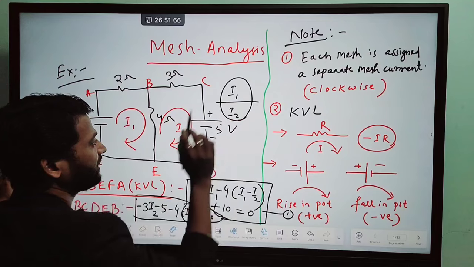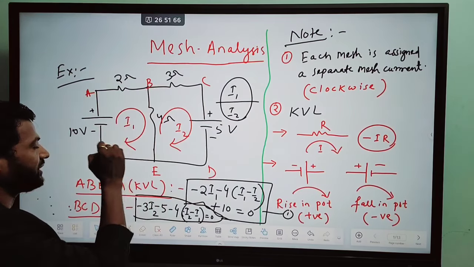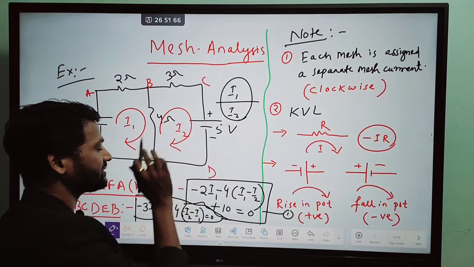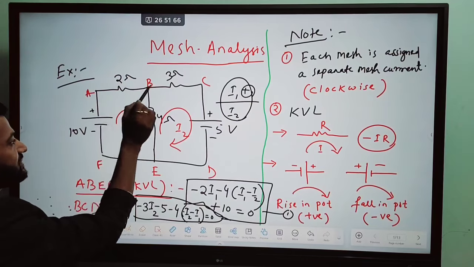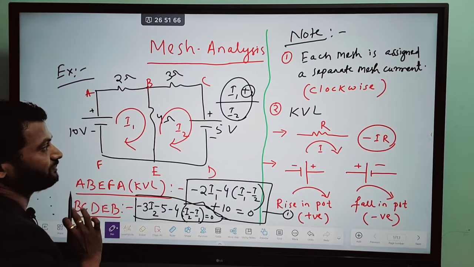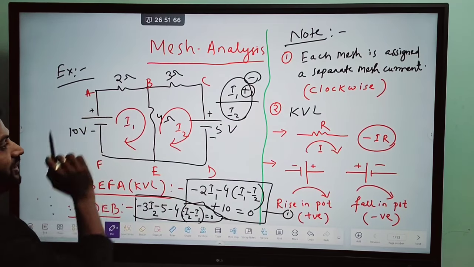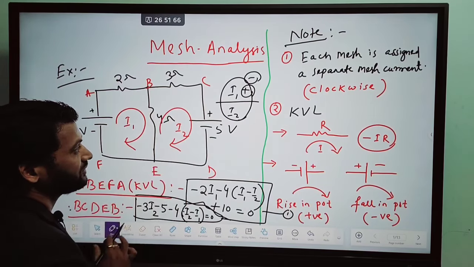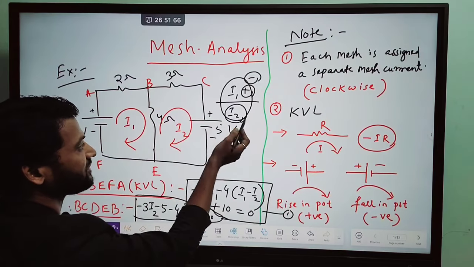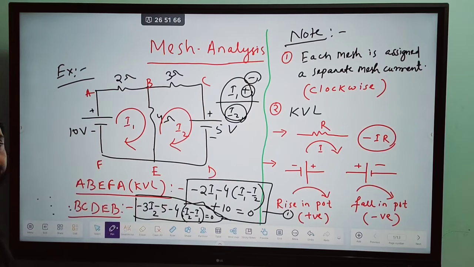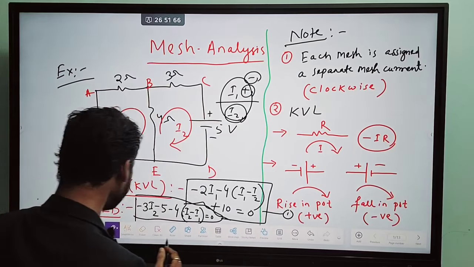Okay. So now the point is, how do you know the direction of current? See, as I have told, we have taken I1 in clockwise direction, I2 in clockwise direction. So if I1 is coming positive, then the actual direction of current will be from A to B. If I1 is coming negative, then current direction will be B to A. Similarly, for the second one, if I2 is coming positive, current will flow from B to C. If it is coming negative, from C to B. I think it is clear. Okay. So let us take another example.